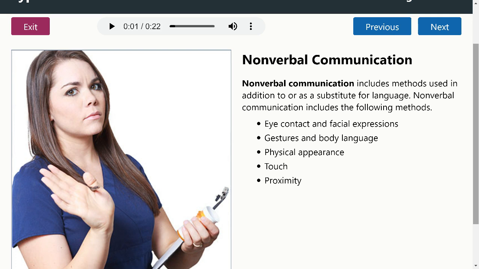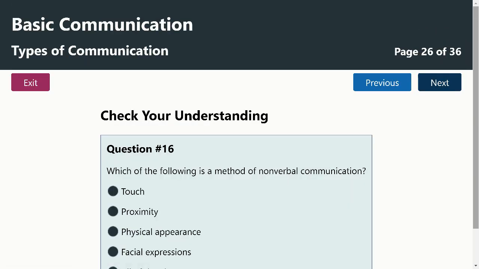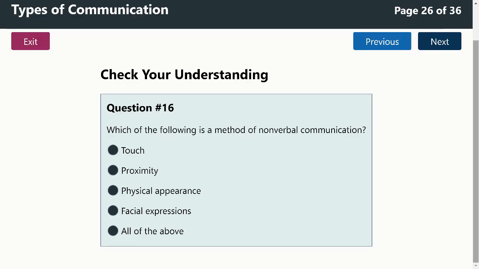So facial expressions, eye contact, gestures, body language, physical appearance, touch, and proximity. Which of the following is a method of nonverbal communication? All of them.